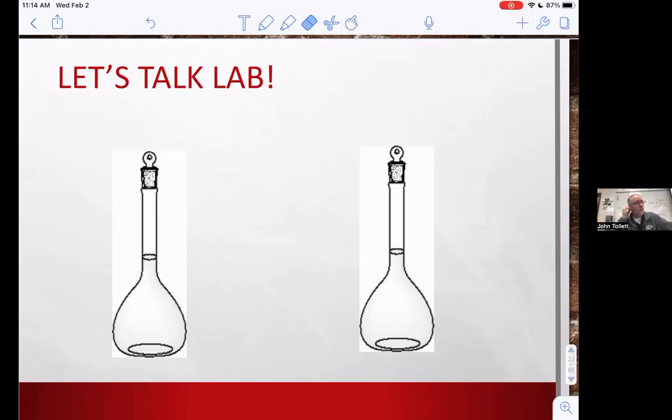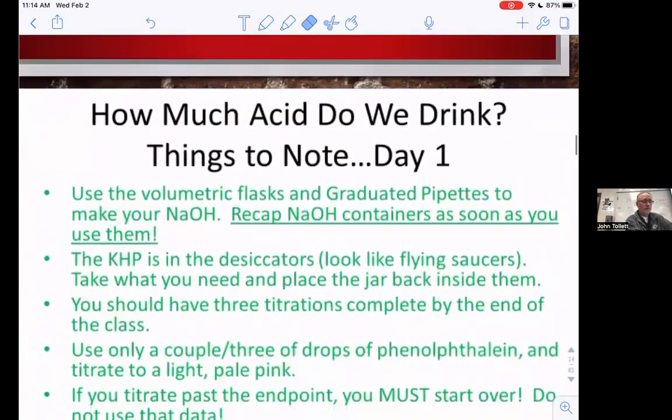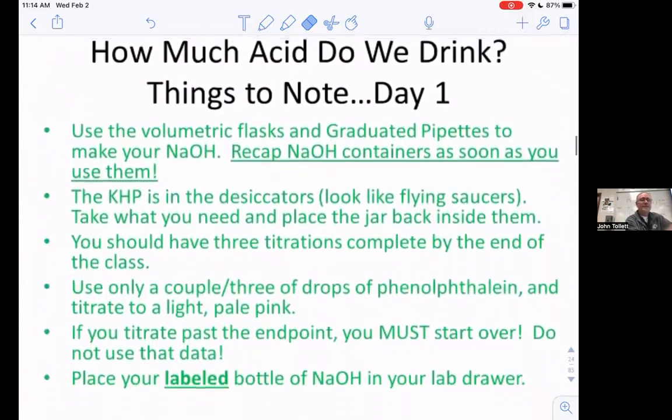What we're going to ask you to do is dilute 6 molar sodium hydroxide to approximately 0.1 molar, but we want you to get the exact molarity of that. That's called standardization. You're going to standardize your sodium hydroxide against a known amount of acid, and in this case, our known amount of acid is that KHP.